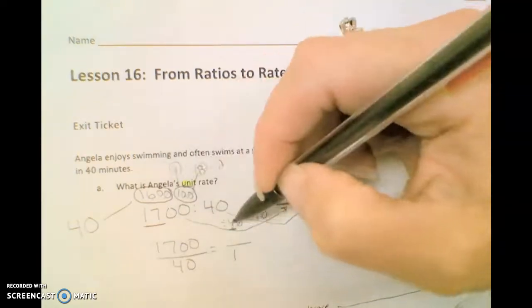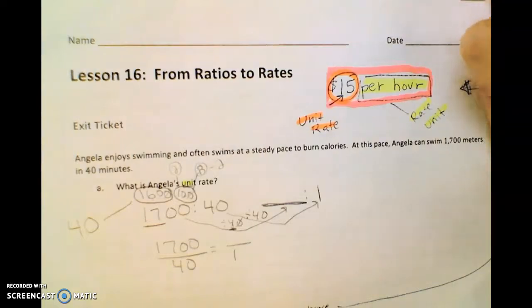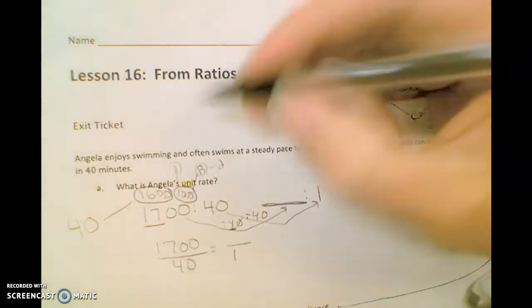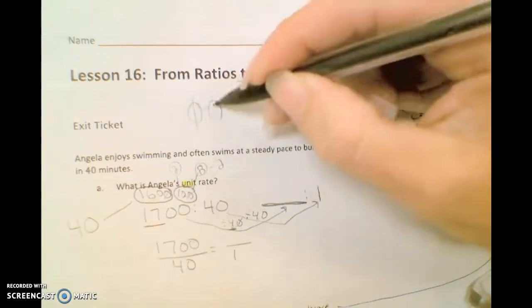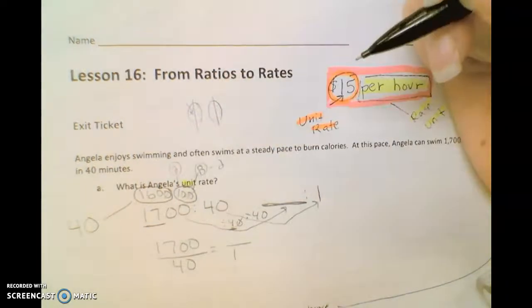2 divided by 4 is a little trickier. But if I think about money and I had $2 and I divided it into 4, or I had 2 cookies and I needed to make 4 pieces, each person would get a half.